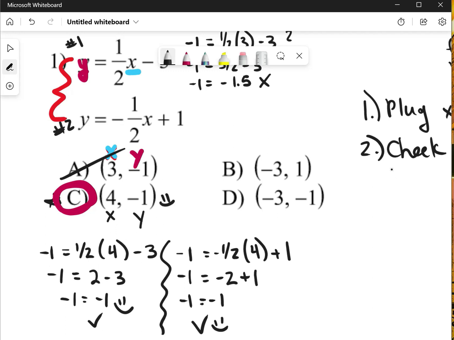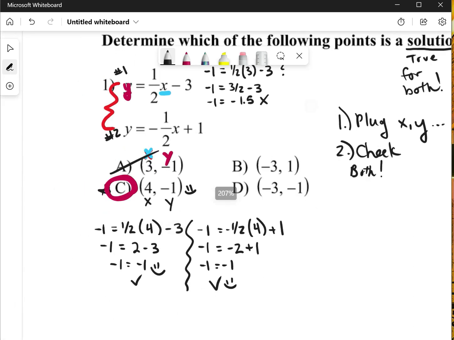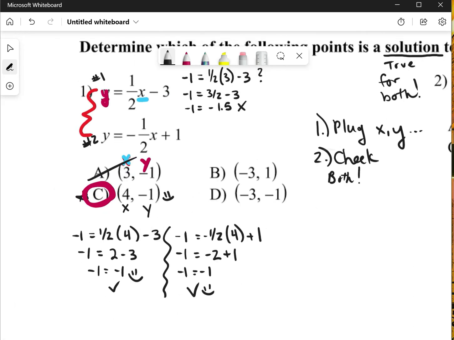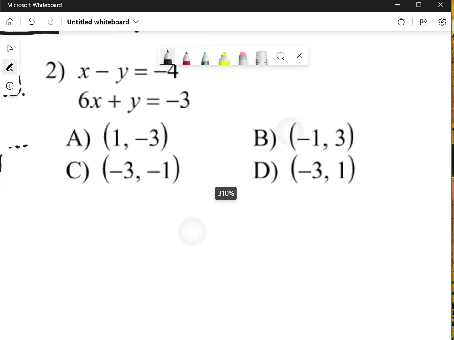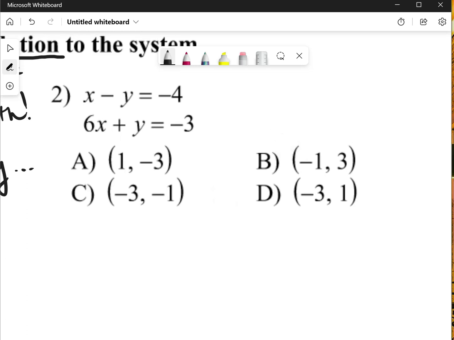So you have to check both of them. It may just work for one equation, but it has to work for both. So check both. If it doesn't work for any, then you can just cross out that option. Okay, let's just try out another example here. So number 2, this time you have x and y in the same place, but basically just remember, you are substituting x in for x and y in for y.